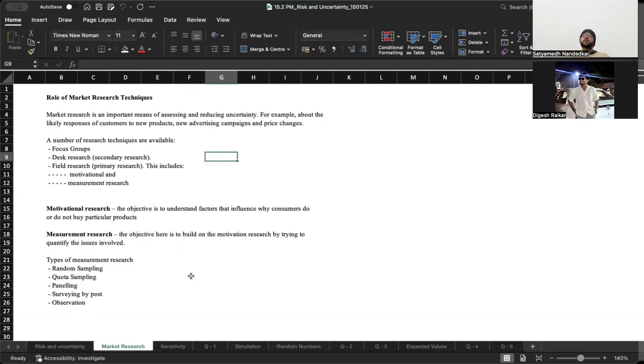The objective is to build on the motivation research. You have identified the whys. Now you are trying to quantify each of the whys. That is measurement research. Now on this, a theory MCQ can come from this particular topic. Okay. There is scope for theory MCQs to come from here.